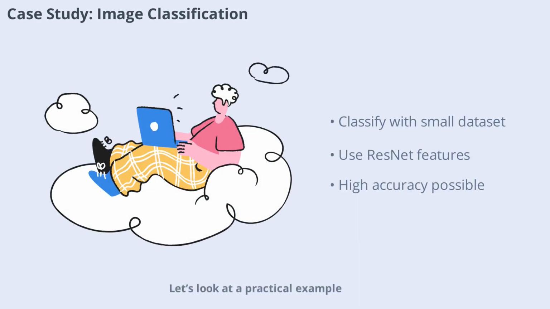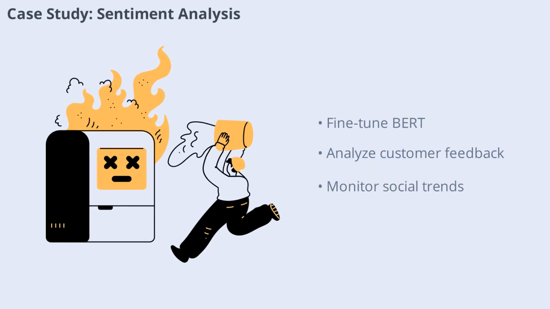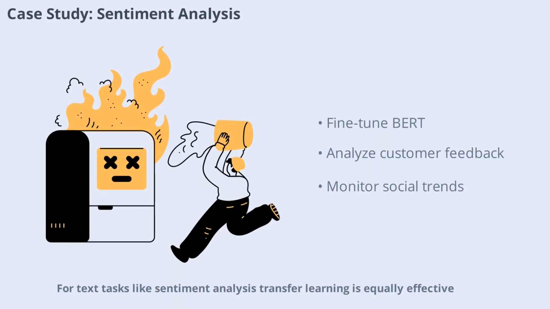Let's look at a practical example. Suppose you want to classify images of different types of flowers, but you only have a small dataset. By using a pre-trained model like ResNet, you can extract features from your images and train a new classifier on top. This approach can achieve high accuracy, even with limited data, thanks to the knowledge already embedded in the pre-trained model.